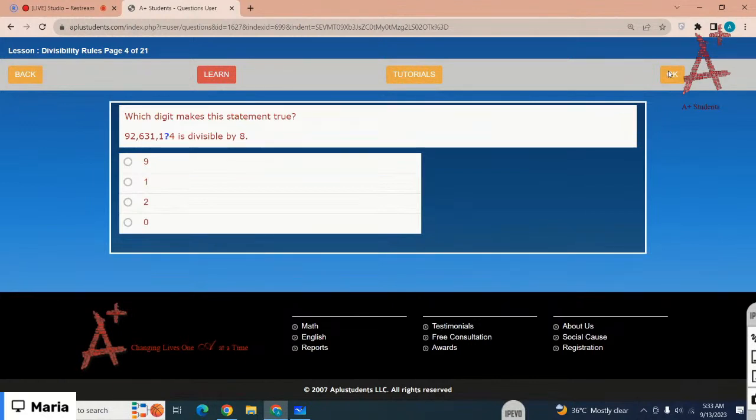You are given the number is divisible by 8, right? Let's just calculate the sum of the other digits because you have to find this digit. The other digits are 9, 2, 6, 3, 1, 1. It must be divisible by the.